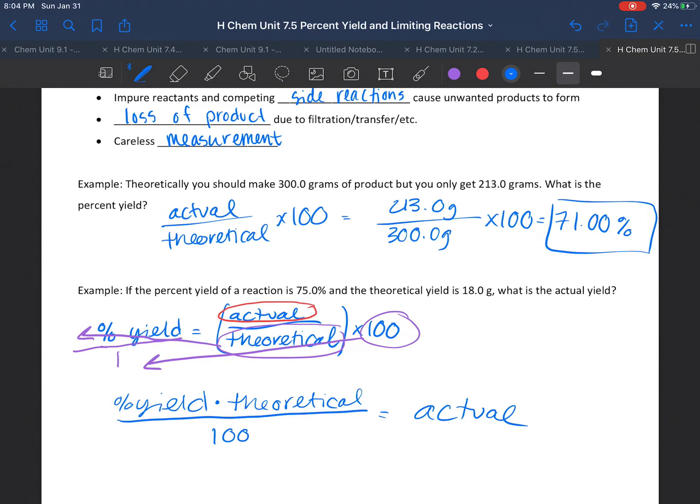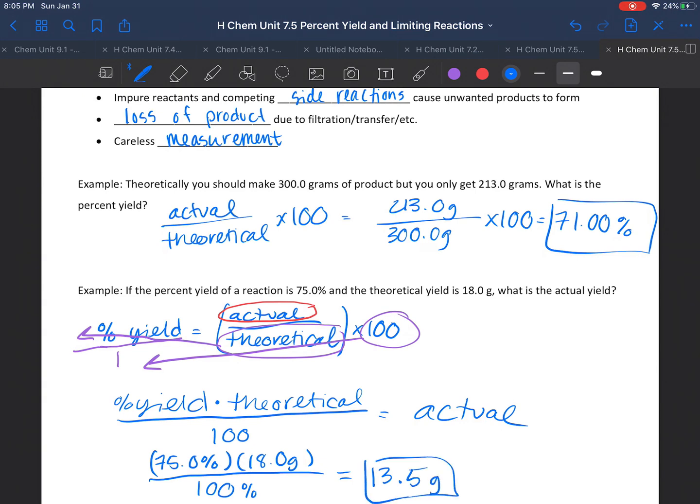If we were to use our numbers, we then have 75% times 18 grams all divided by 100. And that gives us an answer of 13.5 grams. This is technically units of percent, but anyway, it gives us an answer of 13.5 grams. So this would be our actual amount.